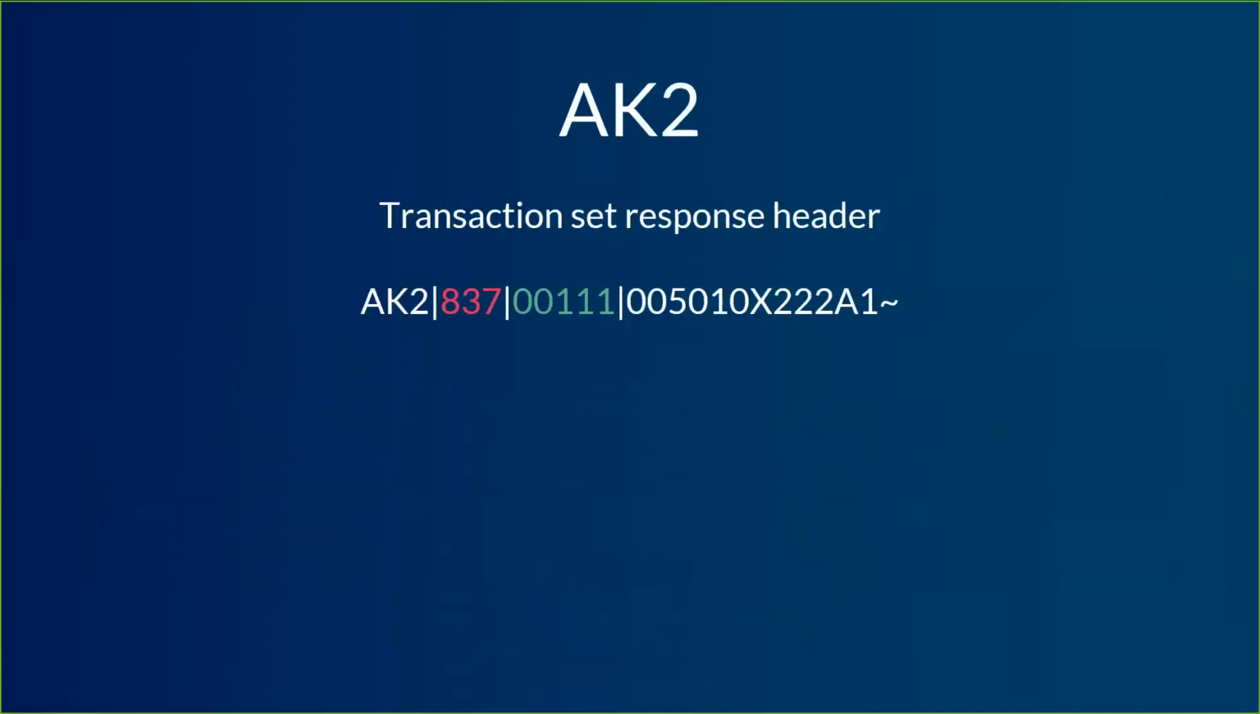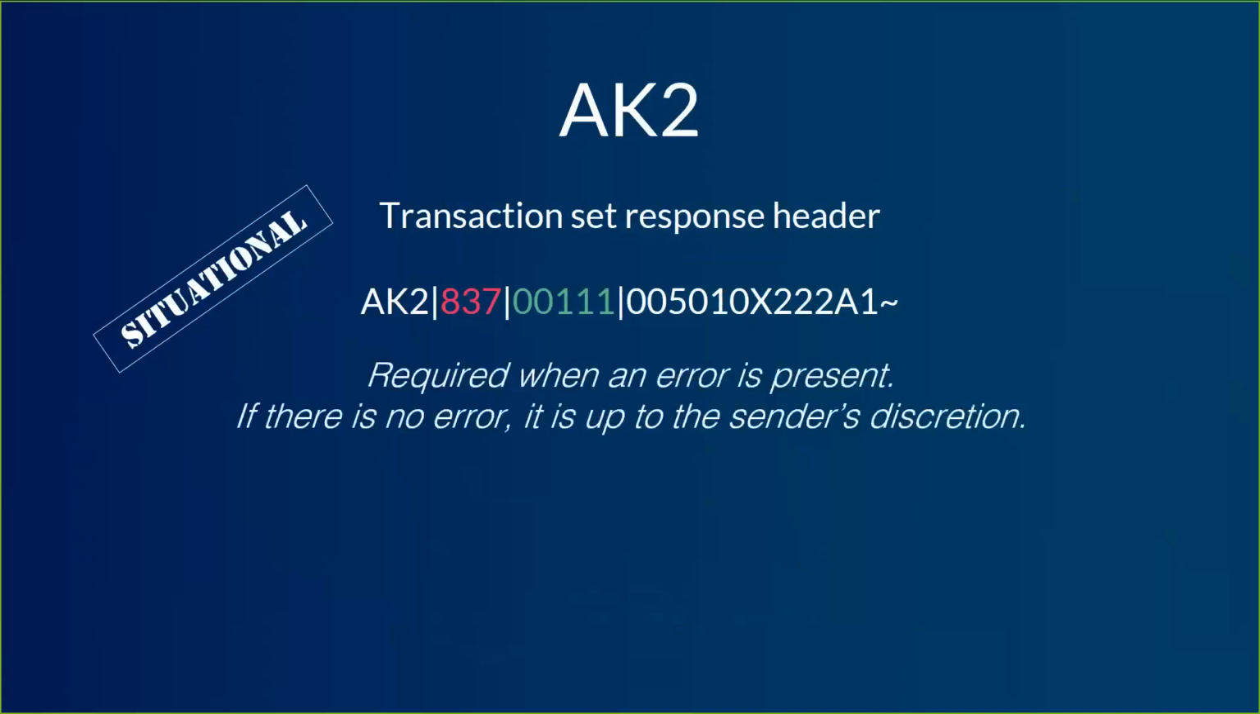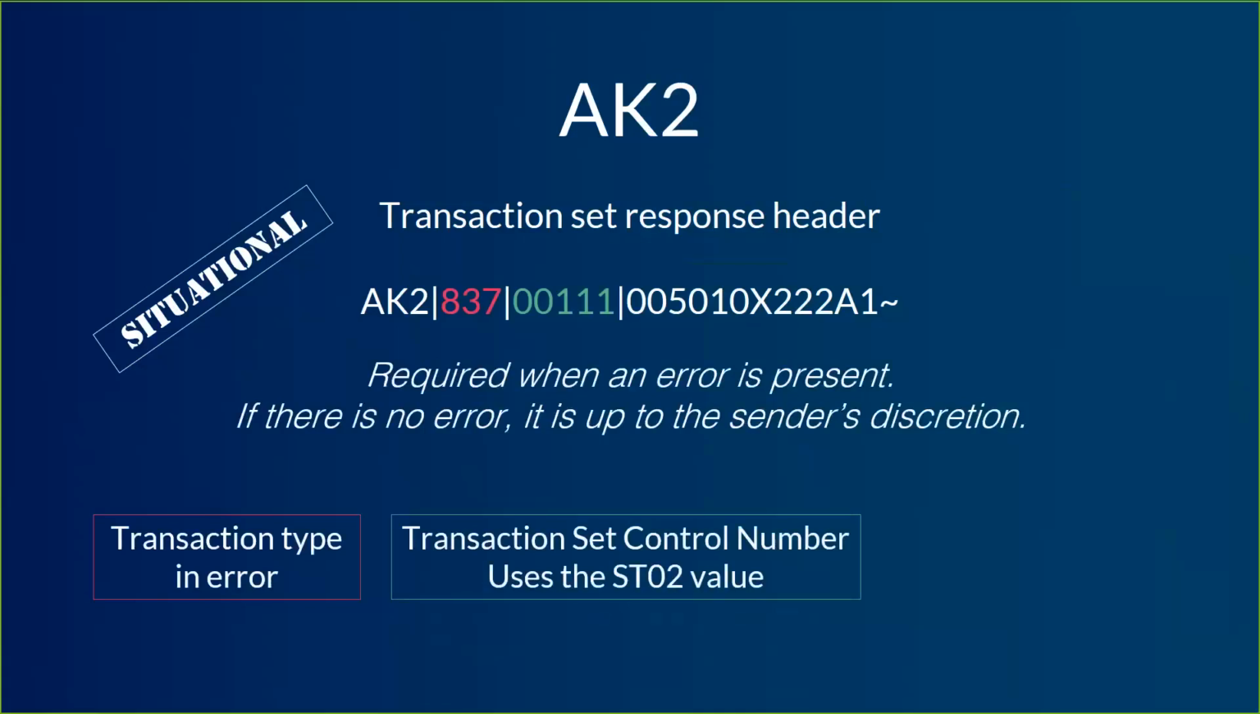The AK2 is very, very similar. It is just for the transaction set, so ST to SE, but it's also situational. The AK2 is required to be present when there's an error, but if there's no error, then it's really up to the sender whether they include it or not. So you may see this on accepted 999s, or you may not. If you do see it, the three positions there are very, very similar to the AK1. The first is the transaction type and error, and instead of telling us HC, this one just tells me 837. I still get about the same level of detail there. In the second position, I've got the value from the original transaction's ST02. So this is, again, a control number or a tracking number. And then in the third position, I get the original transaction version again.